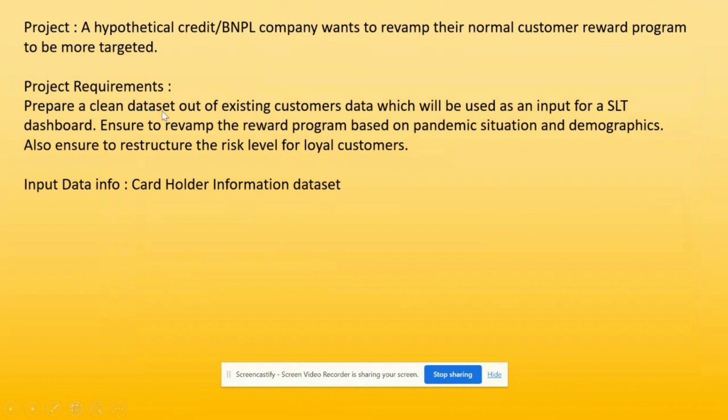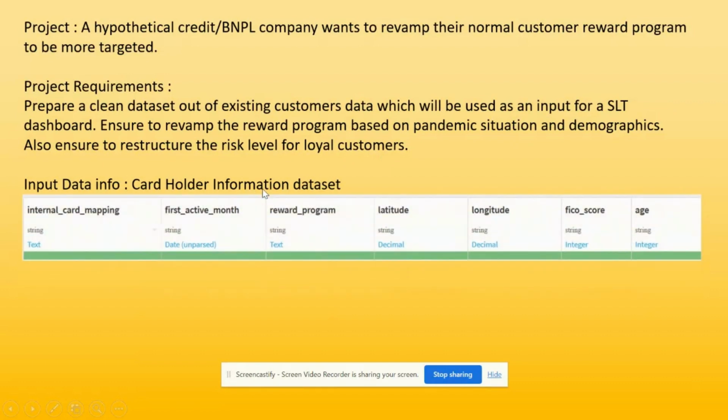So the requirements of the project are: prepare a clean data set out of existing customers' data, and we will see where this data resides, which will be used as an input for a senior leadership team dashboard. Ensure to revamp the reward program based on pandemic situation and demographics. And also ensure to restructure the risk level for loyal customers. We will see what input data set we have. We have the card holder information data set. It has the following information: internal card mapping, first active month, reward program, lat long, FICO score, and age.